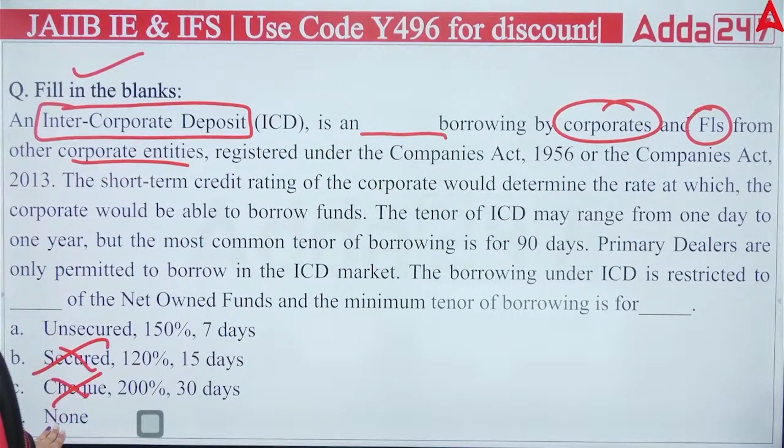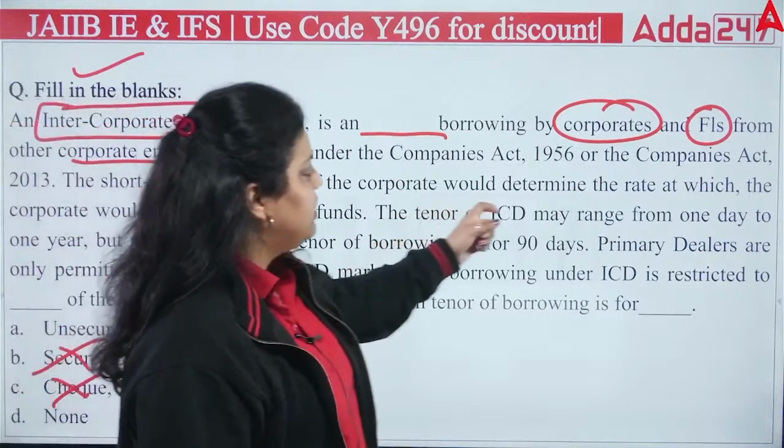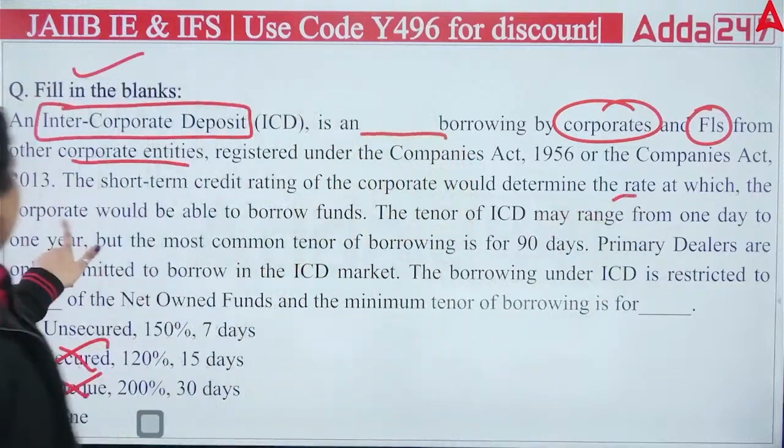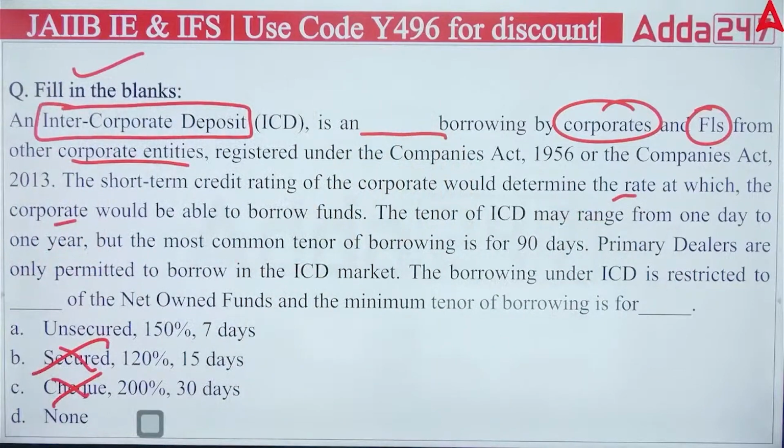if there were no none of the above option, we could easily answer that A is the right option, but since none of the above has been given, we have to read all the statements. The second statement is talking about the short-term credit rating of the corporate, which would determine the rate at which the corporate would be able to borrow funds, and the tenure of ICD may range from 1 day to 1 year. But the most common tenure used is 90 days, and primary dealers are only permitted to borrow in the ICD market. Clear? They can borrow, they cannot lend.